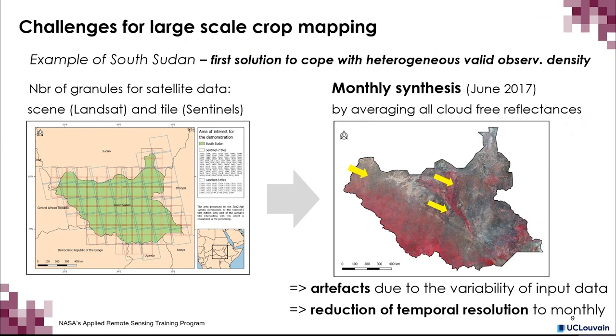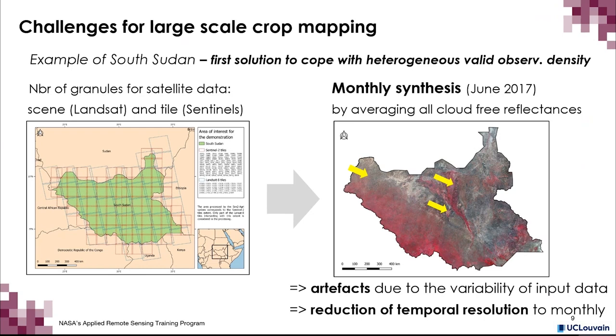Therefore, a first solution to cope with this heterogeneous valid observation density is to proceed through monthly synthesis. This means that we will combine all the cloud-free reflectances acquired over a given month, and we average them to provide a single image for this month. Each band will be averaged separately, allowing us to consider color composites like this one that you can see on the display.